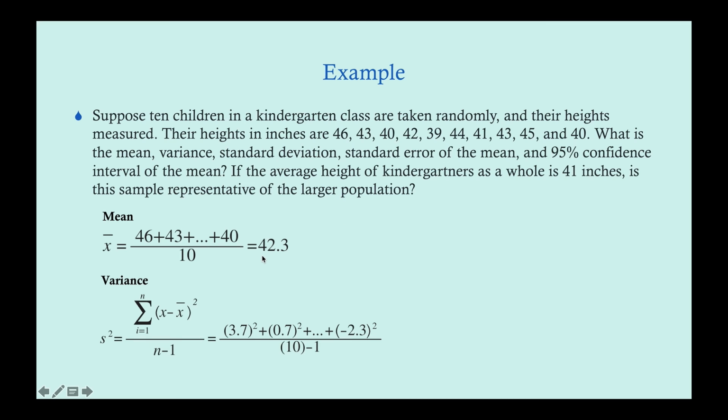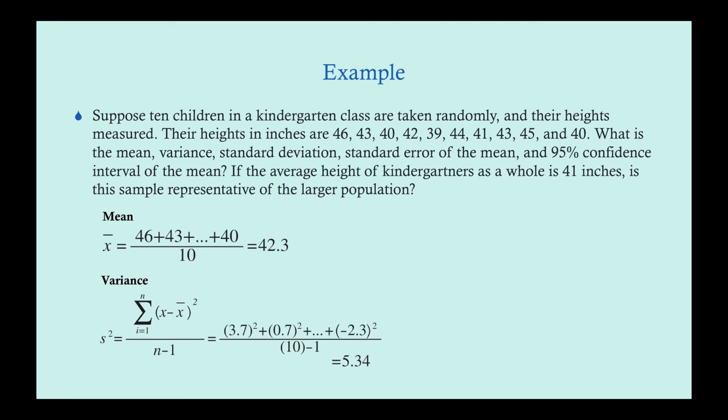So when you're doing this for a sample, you have to do n minus 1. And so that's going to be 10 minus 1. I don't think you'll ever be asked to do something this long on the test. It just takes too much time. But you should know how it's done. And that's 5.34. So that is your variance.